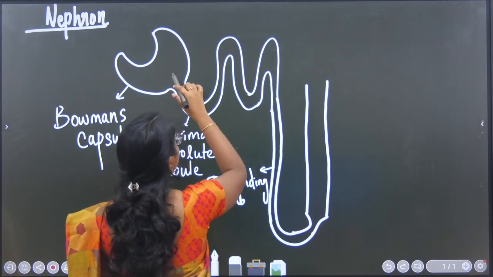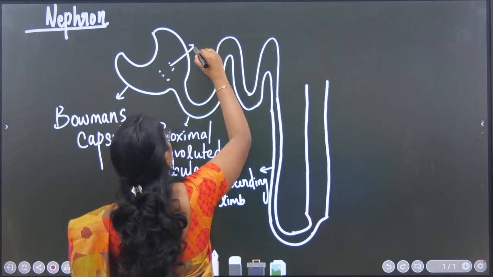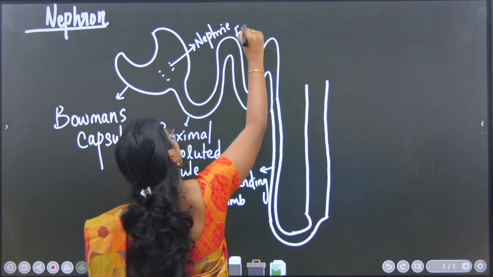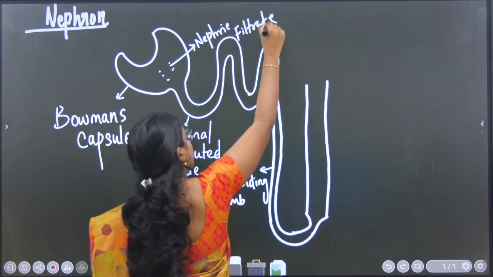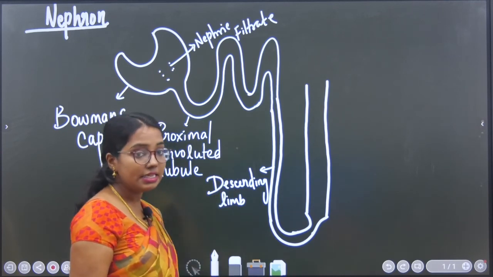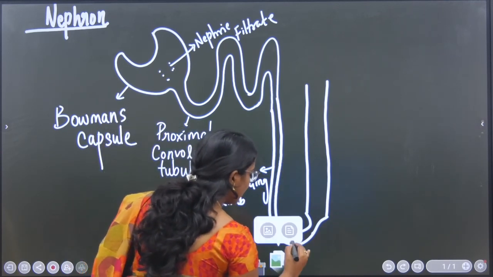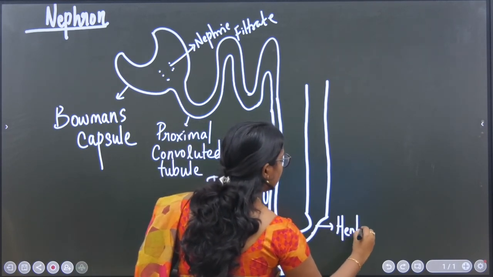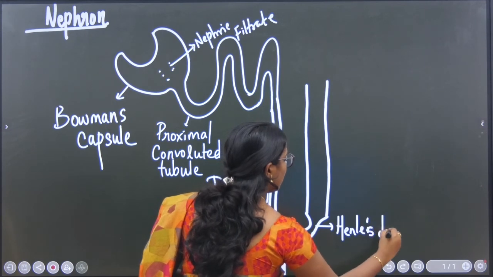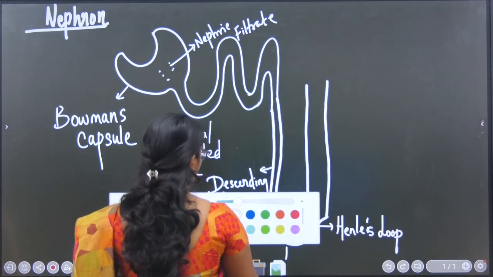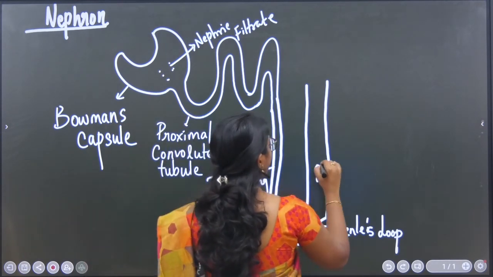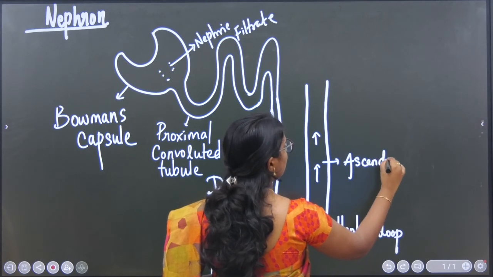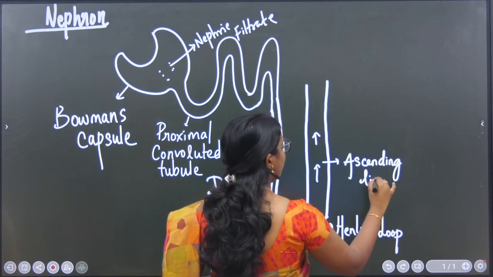Because the fluid which is present here is called nephric filtrate. In the nephric filtrate it moves down towards the limb, right? So, it is called descending limb. The loop together is called Henle's loop, and here the filtrate which moves up, so this is called ascending limb. This is called ascending limb of Henle's loop.